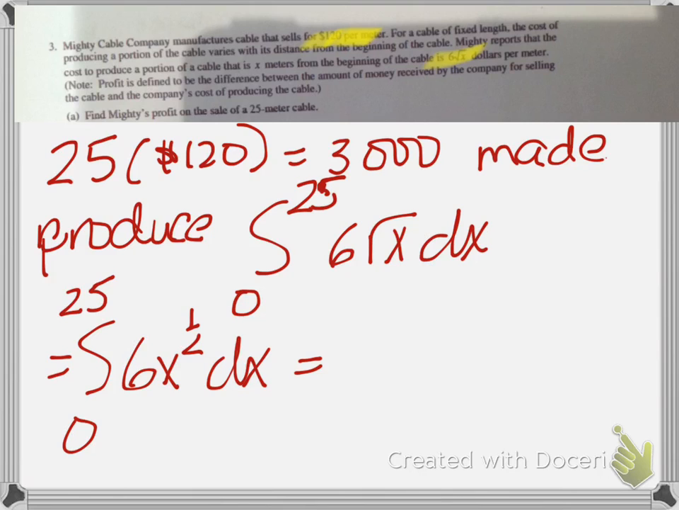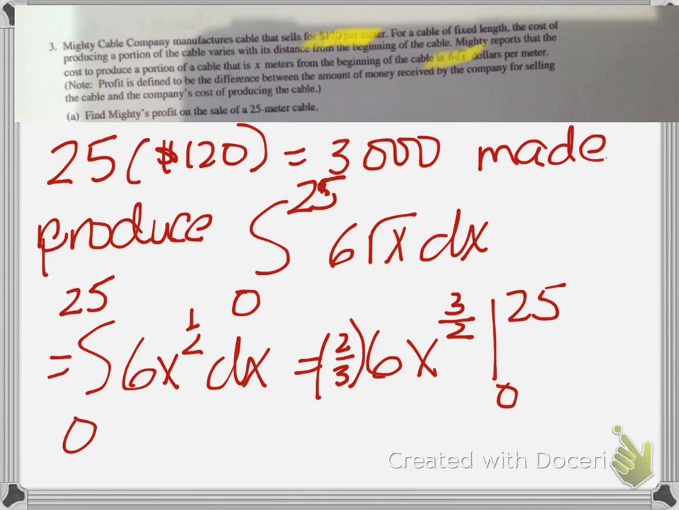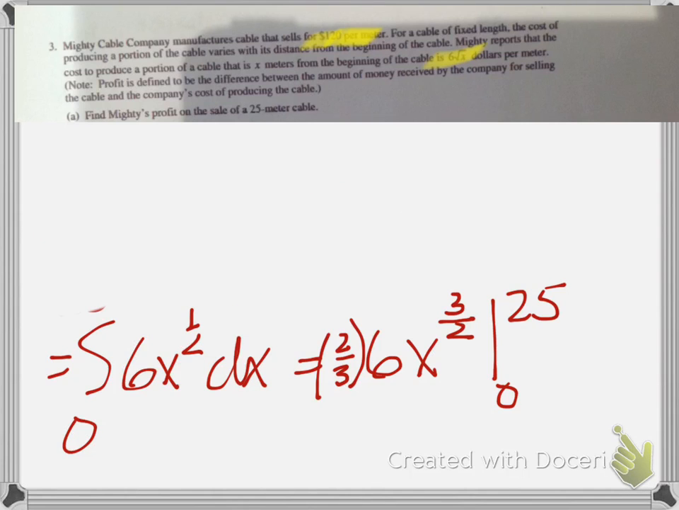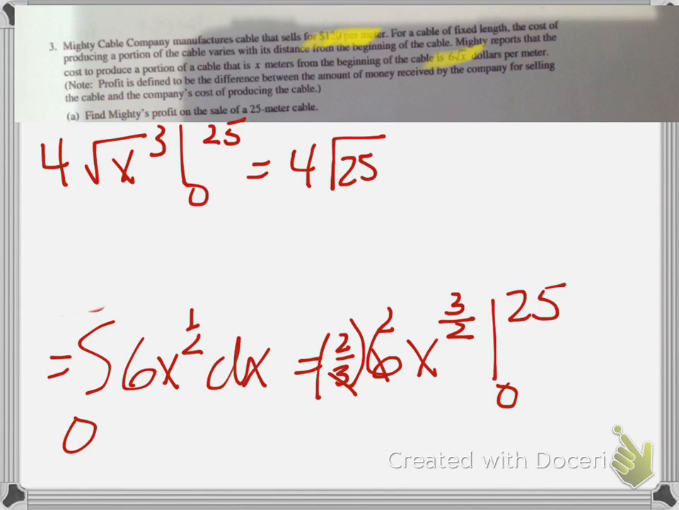And then if we do the antiderivative, we get 6x to the 1/2 plus 2/2 is 3/2, divided by 3/2, which is the same thing as multiplying by 2/3, as it goes from 0 to 25. Okay, make some room. So 3 will go into 6 twice, and we end up with 4 radical x to the 3rd as it goes from 0 to 25. So we're going to put 25 in there first. And then when we subtract, what happens when we put 0 in there? There's nothing there, so we just leave it.